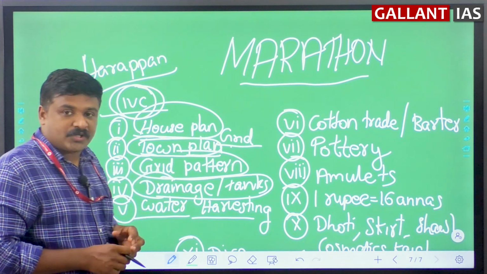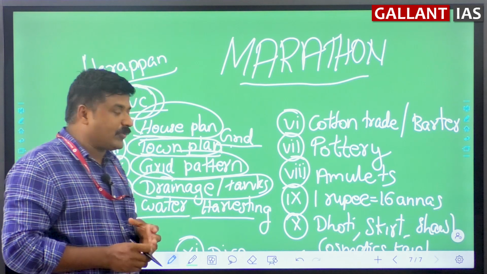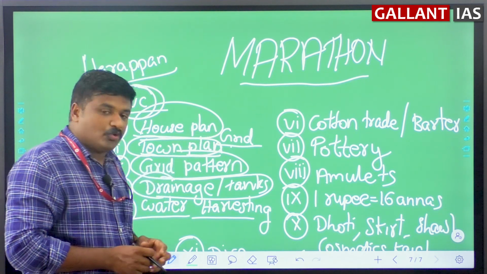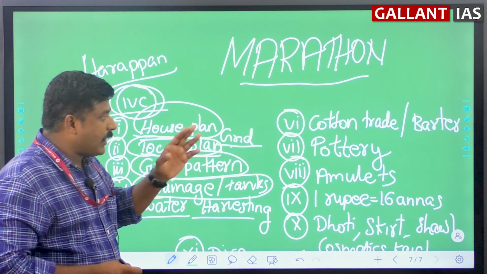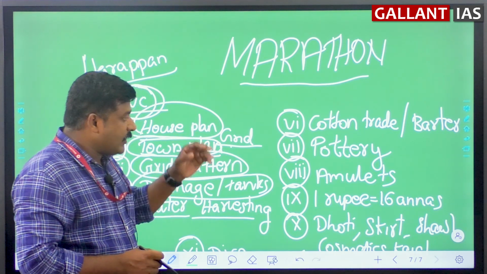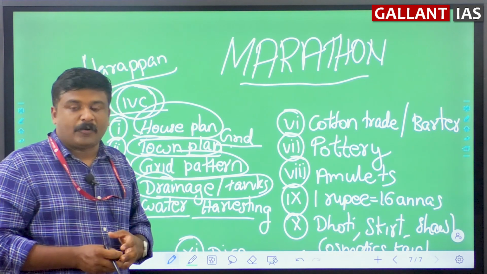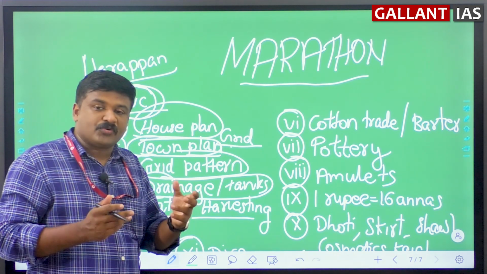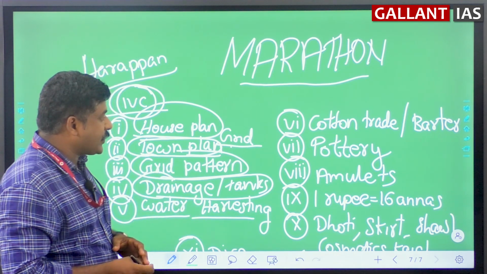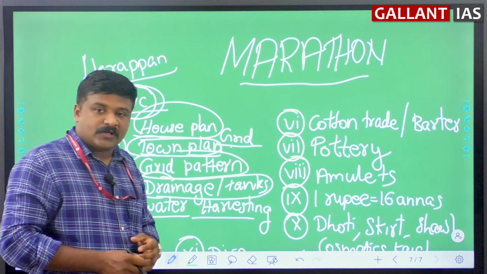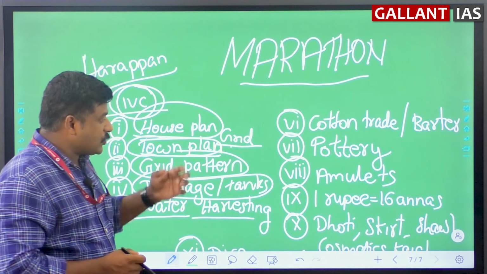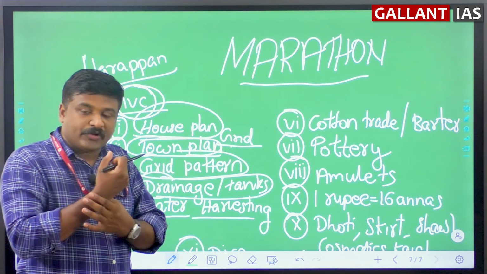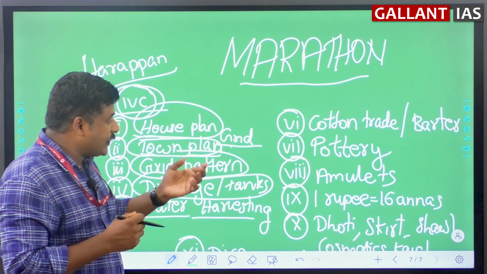Then the cotton trade. They were the first exporters of cotton, and even today we are among the best exporters of cotton to other countries. The barter system is followed even today. Pottery: they made miniature and decorative pottery. Today we also have painted pottery for decorative purposes. Then amulets: they had amulets as identity indicators. Similarly, we have amulets for warding off evil forces. We wear amulets and all.